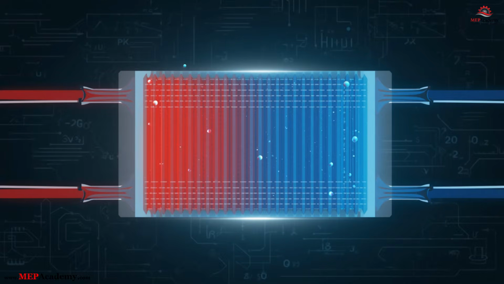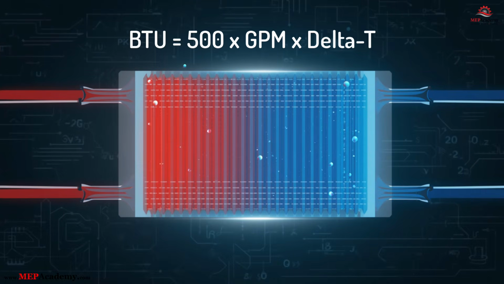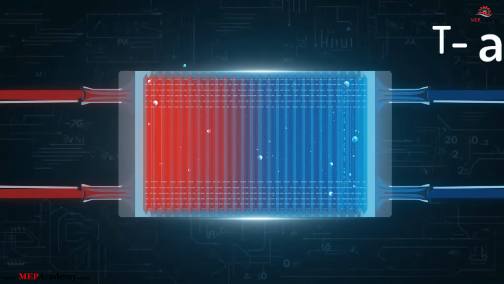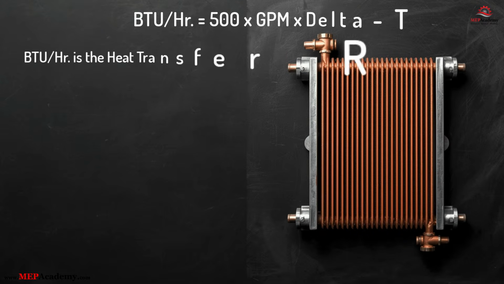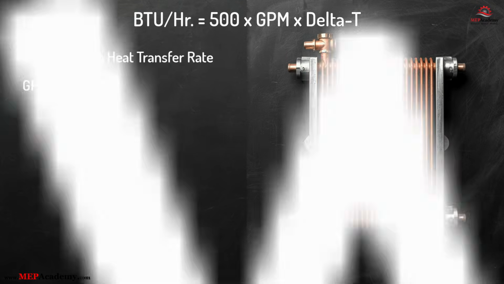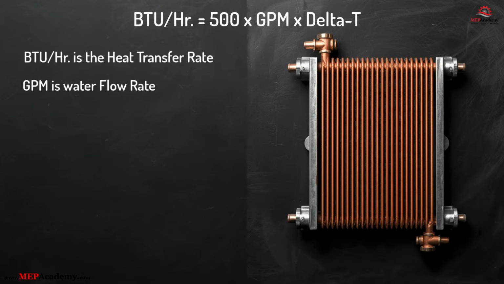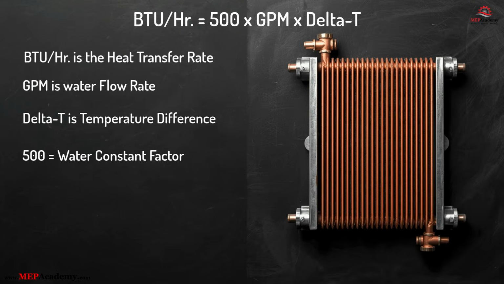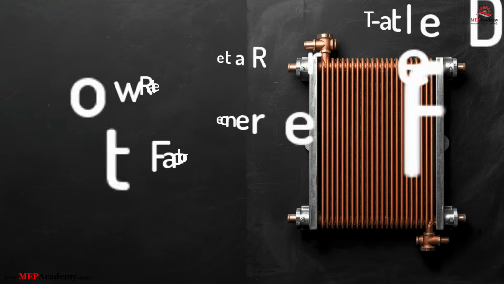The core formula. Hydronic systems rely on one universal relationship: BTU per hour equals 500 times GPM times delta T, where BTU per hour is the heat transfer rate, GPM is the water flow, delta T is the temperature difference, and 500 is the water constant used throughout HVAC. This simple formula applies to hot water, chilled water, radiant loops, air handlers, fan coils, everything.